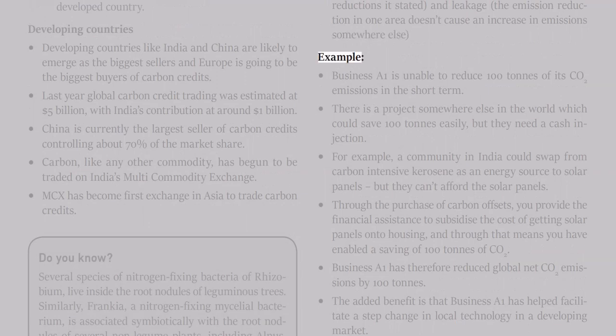Example. Business A1 is unable to reduce 100 tons of its CO2 emissions in the short term. There is a project somewhere else in the world which could save 100 tons easily, but they need a cash injection. For example, a community in India could swap from carbon-intensive kerosene as an energy source to solar panels, but they can't afford the solar panels. Through the purchase of carbon offsets, you provide the financial assistance to subsidize the cost of getting solar panels onto housing, and through that means you have enabled a saving of 100 tons of CO2. Business A1 has therefore reduced global net CO2 emissions by 100 tons. The added benefit is that Business A1 has helped facilitate a step change in local technology in a developing market.